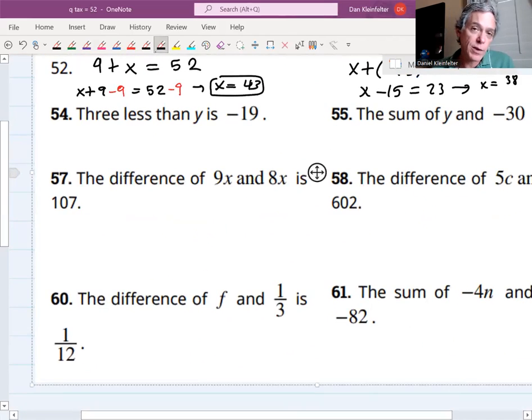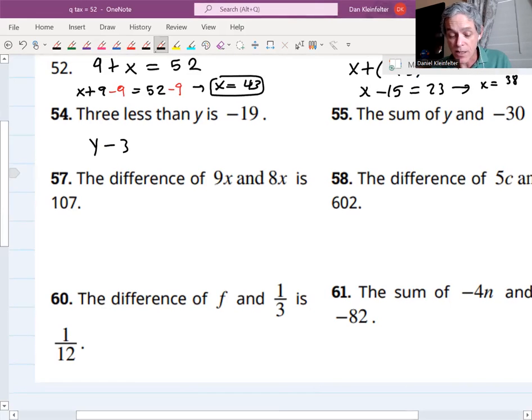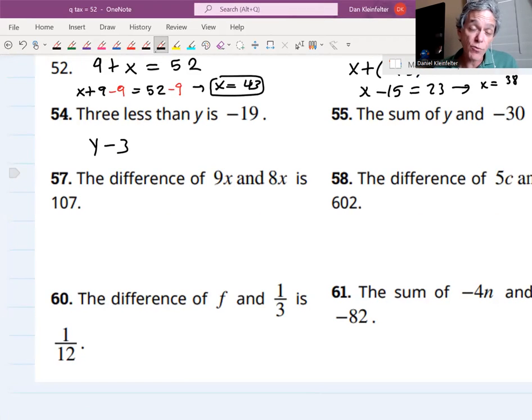Okay, you got to be careful with "less than." 3 less than y is not going to translate as 3 minus y. It will be y minus 3. If you think about it, if you started out with some amount y, whatever that is, to make 3 less, you would be taking 3 from it. So it's y minus 3, and then it equals negative 19. Adding 3 to both sides will give you y is negative 16.